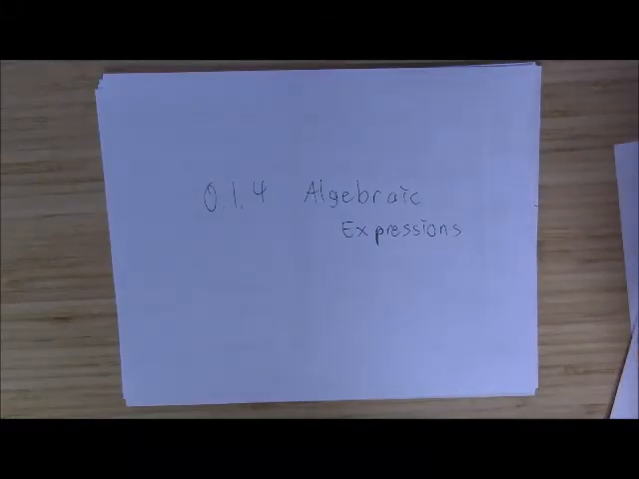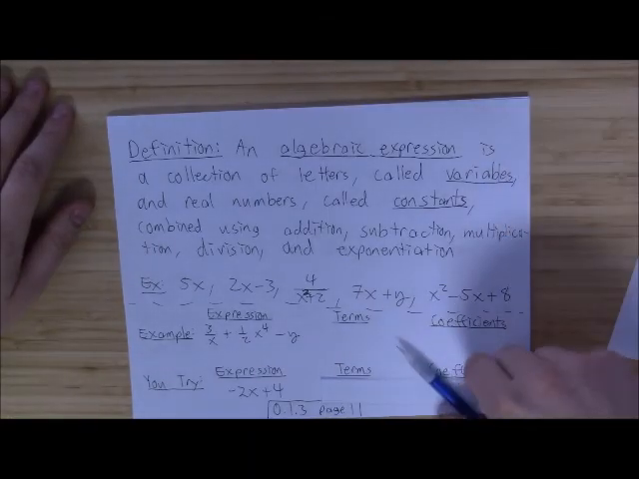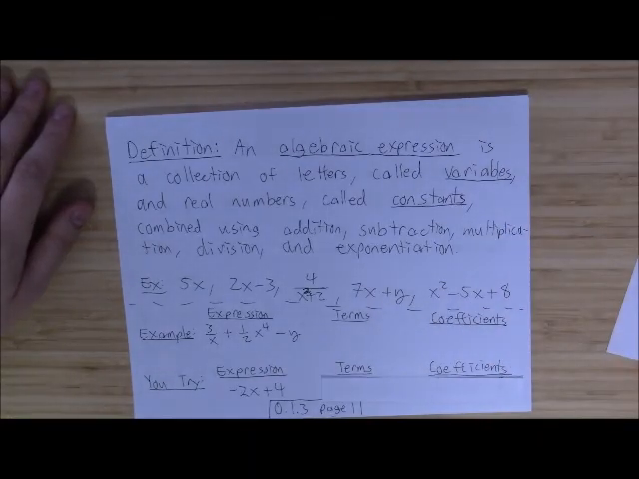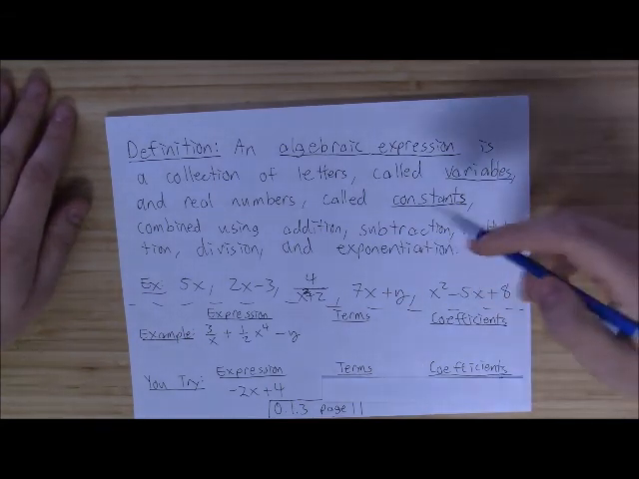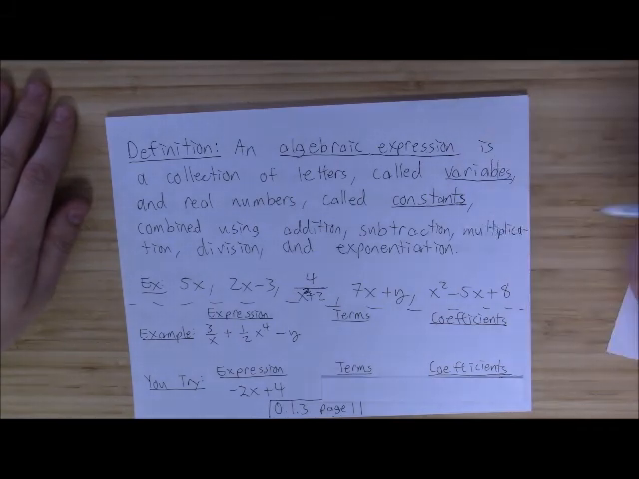In this video, we'll be talking about what an algebraic expression is and a bit about how to work with them. First off, the definition of an algebraic expression is any collection of letters called variables or numbers called constants. Variables are called variables because in general they could vary between what number they're equal to. Constants are called constants because they're constantly that number.